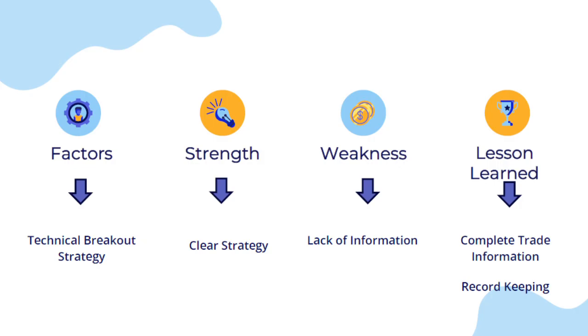Trade 3 involved buying 2 contracts of FTSE Bursa Malaysia KLCI futures based on a technical breakout strategy, but the provided trade details lacked complete information. The lesson learned is to ensure complete trade information and maintain accurate record keeping for effective analysis. Overall, this trade highlighted the importance of adjusting strategies considering market volatility and maintaining accurate trade records for future decision making.